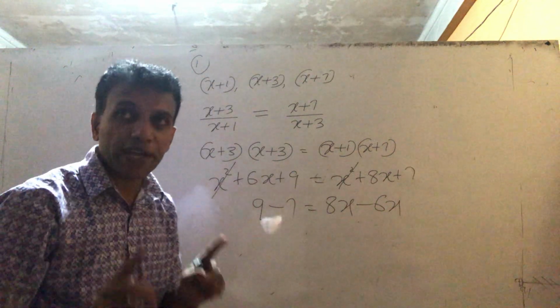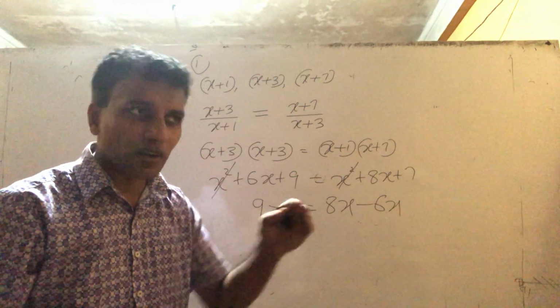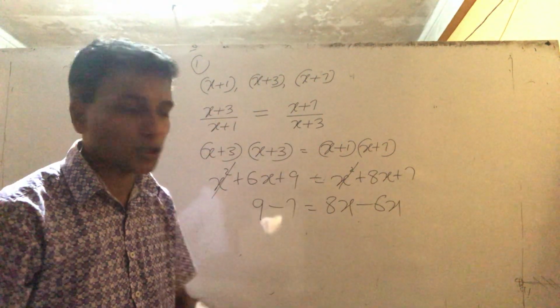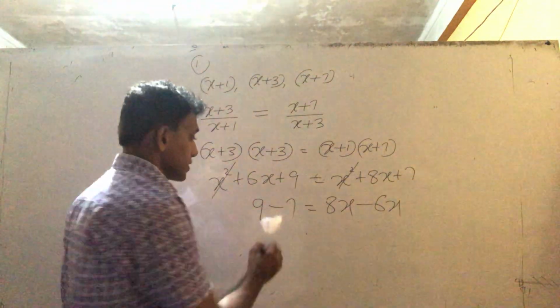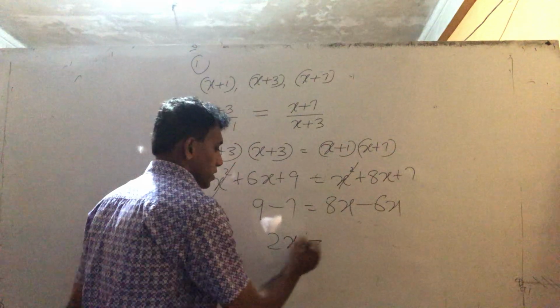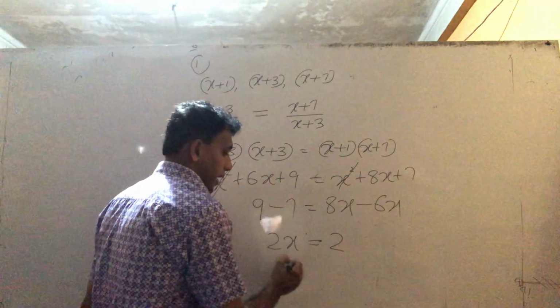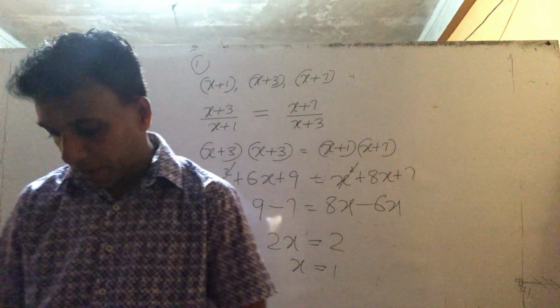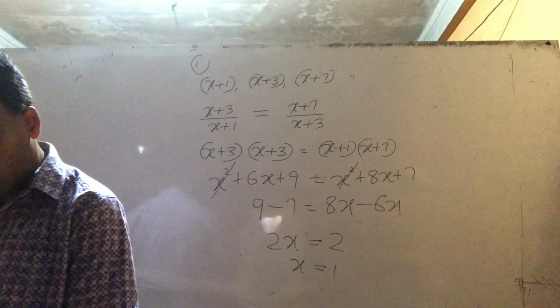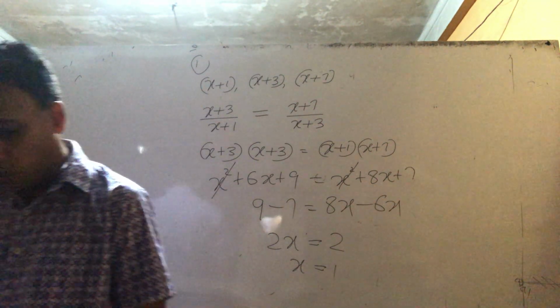So the question is to find the x value only. Further they can ask some other parts also. Here only the x value. 8x minus 6x is 2x. 9 minus 7 is 2. x is 1. x equals 1, right? It's the method of answering such a question.